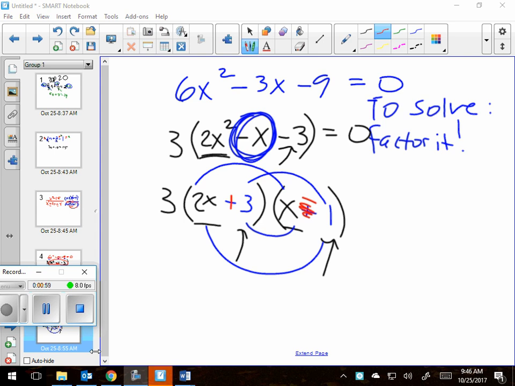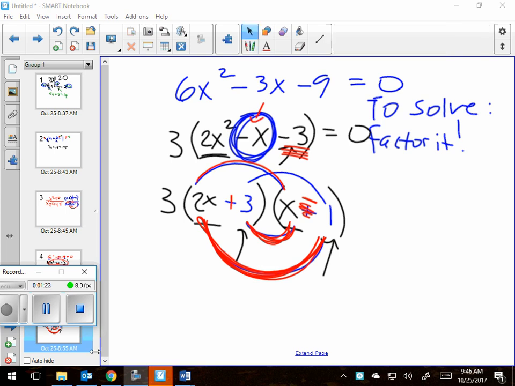The first already is good. That part made 2x squared. The last is still good. It's got a positive 3 and a negative 1, so it'll make negative 3. But it's the outside and the inside where it's all going to happen. The outside here and the inside here would make positive 3x and negative 2x, and that would make positive x. Oh, that's the exact opposite of what I wanted. So then I'd switch my signs around. This plus has to be a minus. This minus has to be a plus.